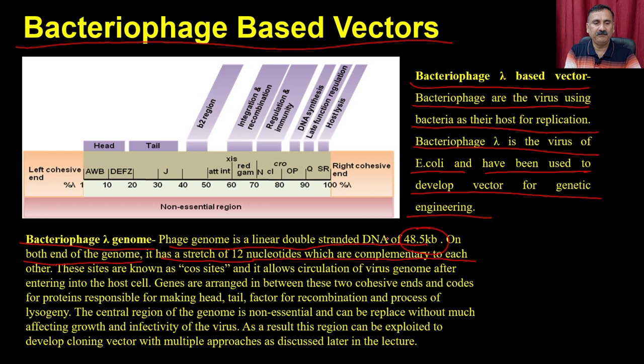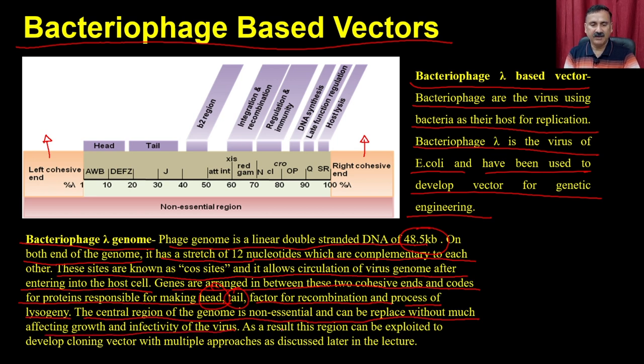So you have two sites on both ends of the genome. One is called the left cohesive site, the other is called the right cohesive site, and within this you have the different regions of the genome which express the different parts of the phage. These sites are called cos sites, and they allow the circularization of the viral genome after entering the host cells. Genes arranged between these two cohesive sites code for the proteins responsible for making the head, tail, factors for recombination and the process of lysogeny. The central region of the genome is non-essential and can be replaced without much affecting the growth and the infectivity of the virus. As a result, this region can be exploited to develop a cloning vector with multiple approaches.